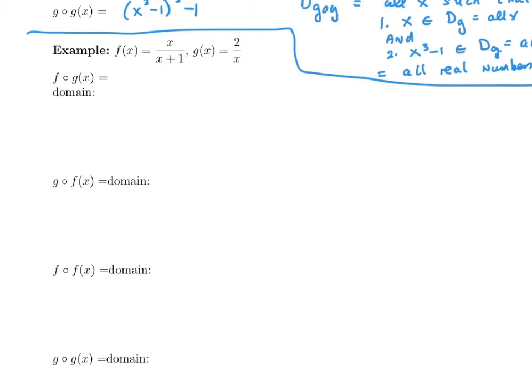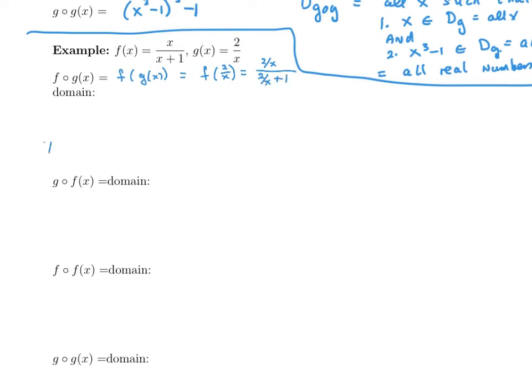compare. Here, f after g of x is f applied to g of x, so it's f of 2 over x. So when I plug in 2 over x instead of x in the formula for f, I get 2 over x over 2 over x plus 1.